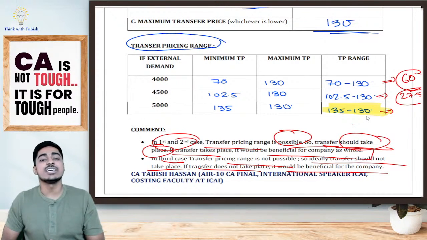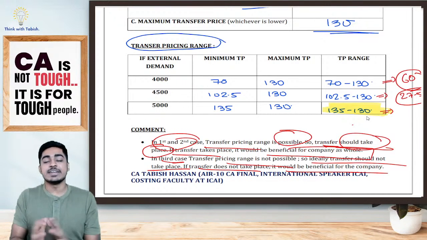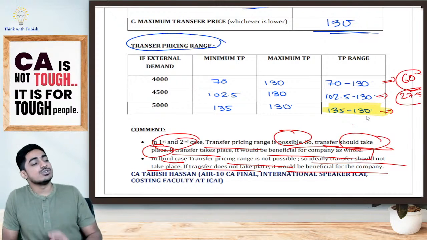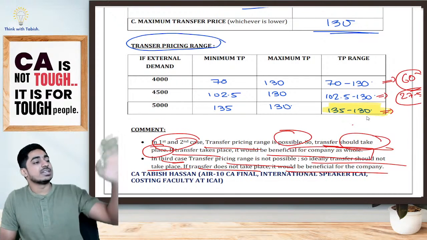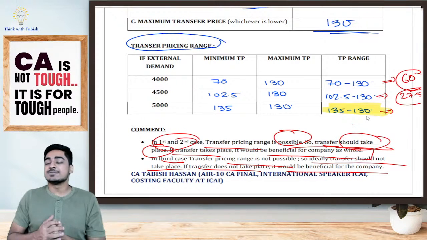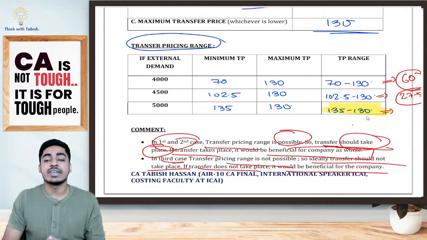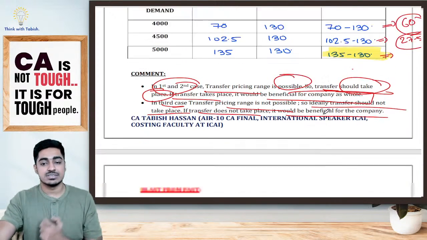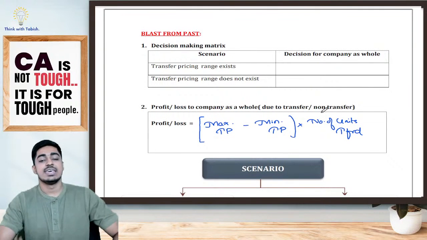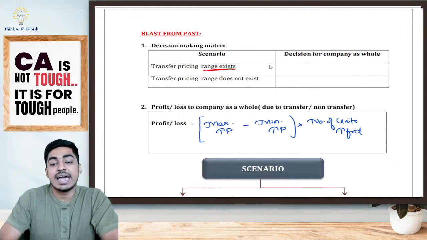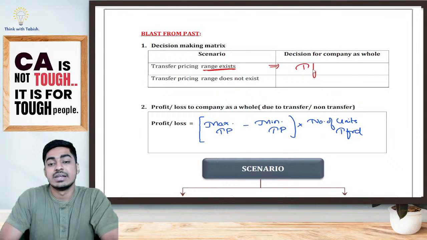Yes or no? If transfer takes place, this benefit will not be there. If we tell both of them, you sell it outside, you buy it outside. Transferor, we tell, you sell it outside. At what price are you selling? 135. So transferor gets 135. Transferee, we ask him, go buy it outside. He will get it at 130 rupees, so 130 he'll pay. Net 5 rupees will be there with us if transfer does not take place. So what is the conclusion, students? If the transfer pricing range exists, that is, the range is possible, then ideally for the company, transfer should take place.